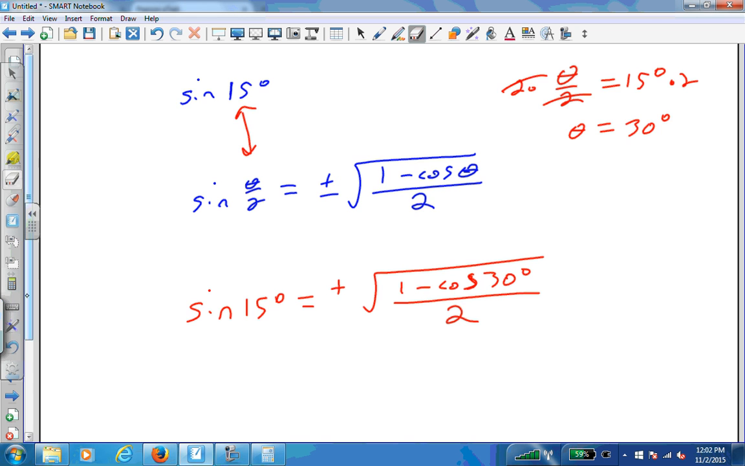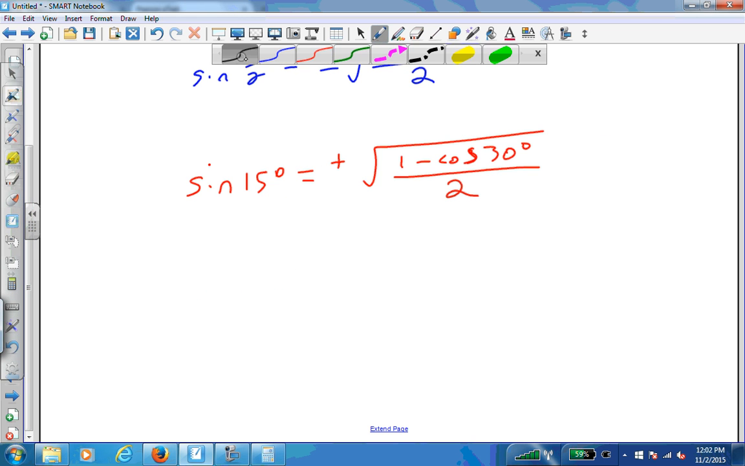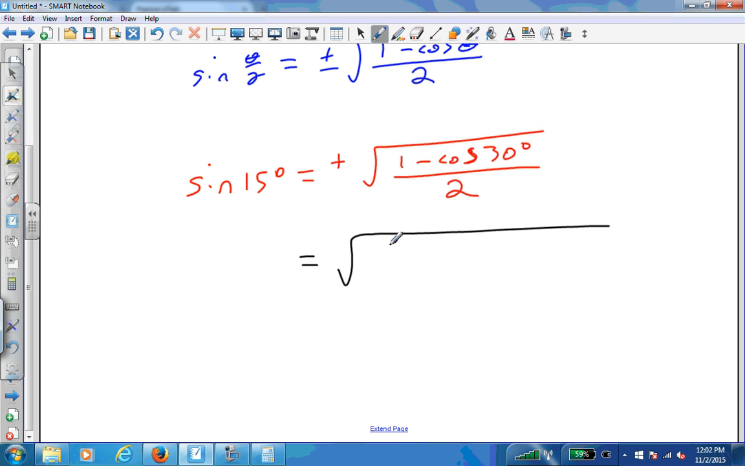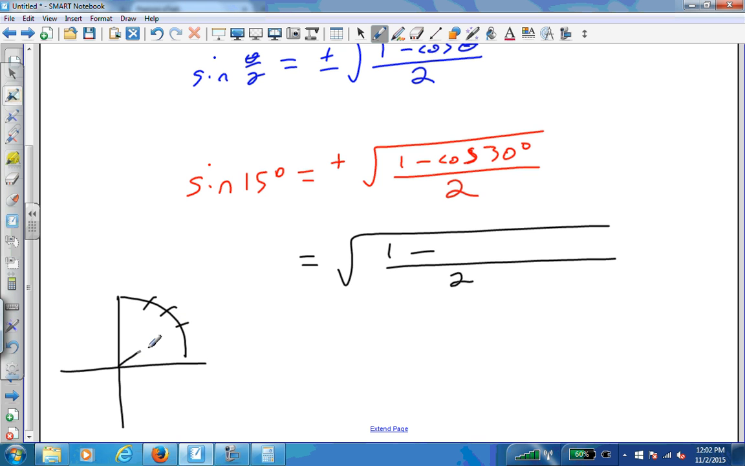So to find exactly what sine of 15 degrees is, it's the square root of 1 minus, let's see, what is cosine of 30 degrees? You can either draw the triangle, or if we look at 30 degrees, what's our x coordinate at 30 degrees? Square root of 3 over 2 and 1/2. Yep. So which one of those is cosine? Square root of 3 over 2.